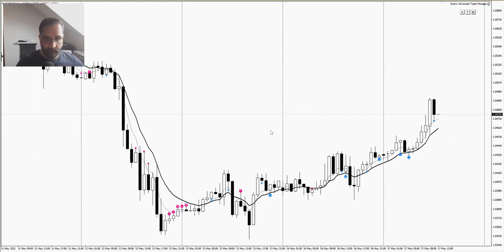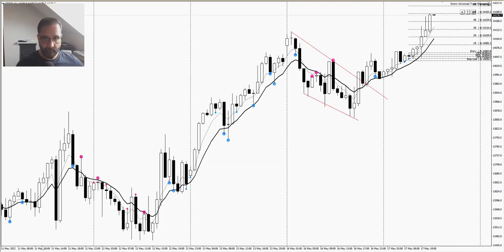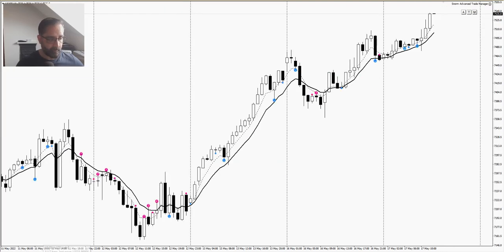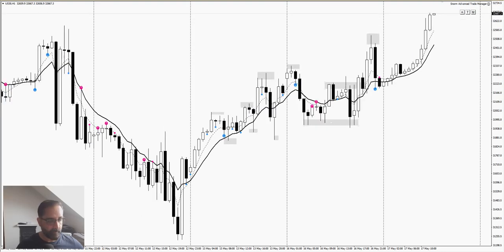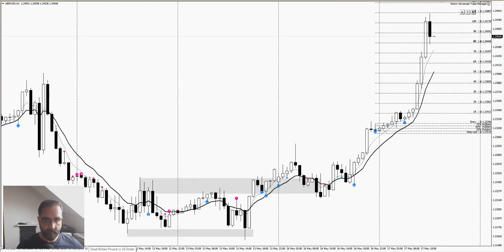So now we have just received a seed signal on the seed. Let me just go back. So on the DAX we have no signal. On the FTSE 100 we have no signal. Let's bring that here so we can see this. And the Nasdaq we have no signal. The US 30 we have no signal. The pound we have no signals.